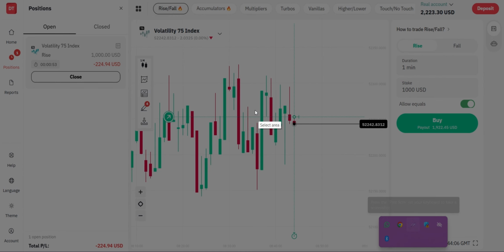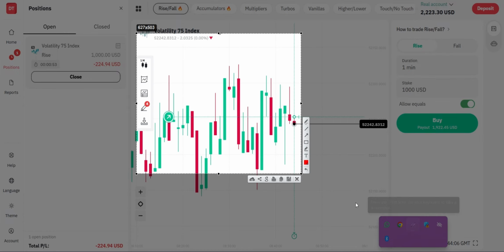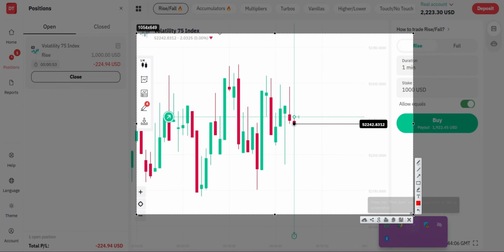Now let me explain each and everything so you will understand it. All right. So first of all, you can see the sellers are here, right? Sellers are entering from the dead zone, and this is the buyer zone. So currently the market is in the buyer zone.